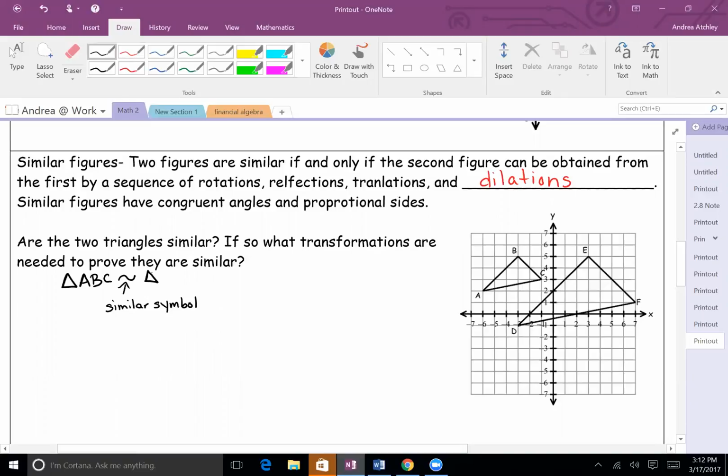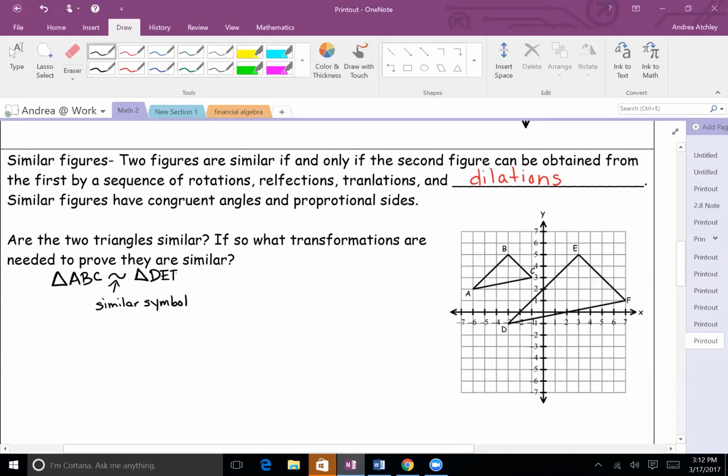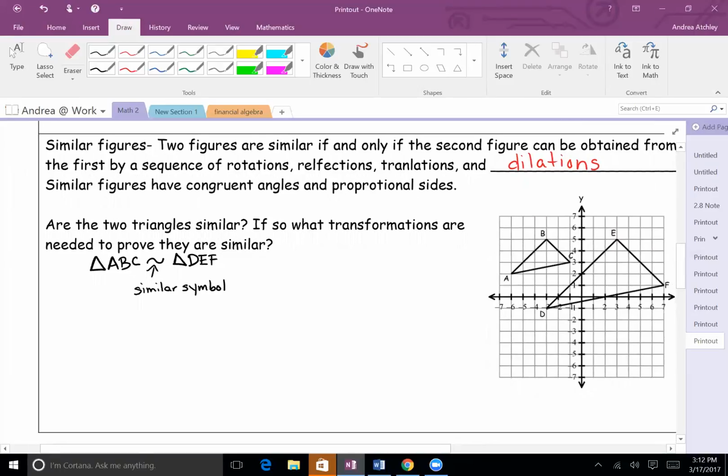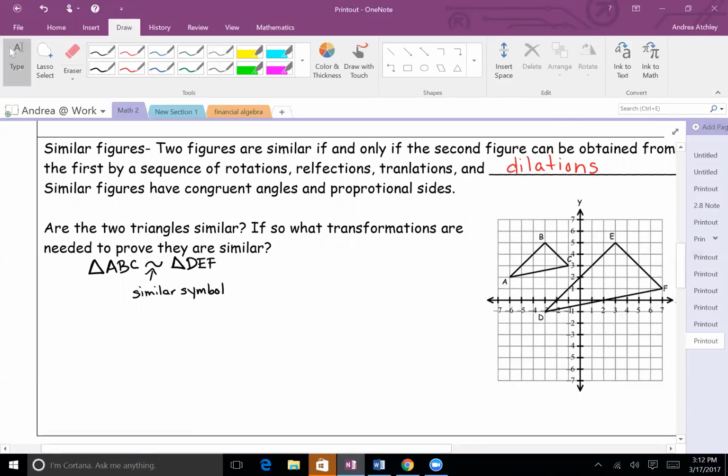And again, we need to find those corresponding angles. This is pretty easy. A goes with D, and then B goes with E. And then C goes with F. Any questions over that? Then we go on to the transformations.